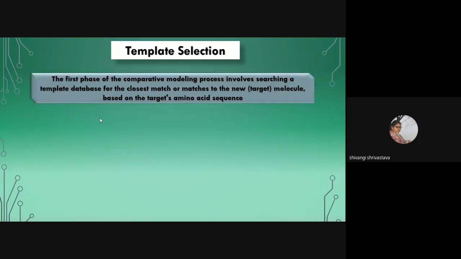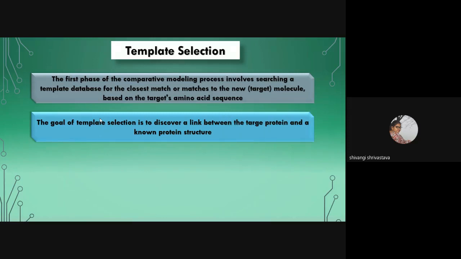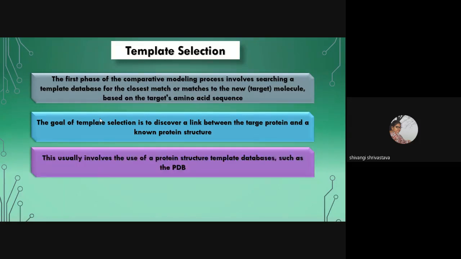The first one is the first step of comparative modeling. It involves searching a template database for the closest match or matches to the new target molecule, based on the target's amino acid sequence. The goal of template selection is to discover a link between the target protein and a known protein structure. This usually involves the use of protein structure template databases such as PDB, and there are so many databases for each step. I'll show you in the next step.